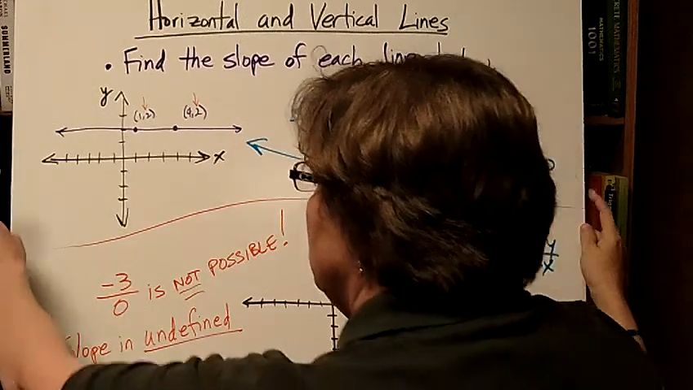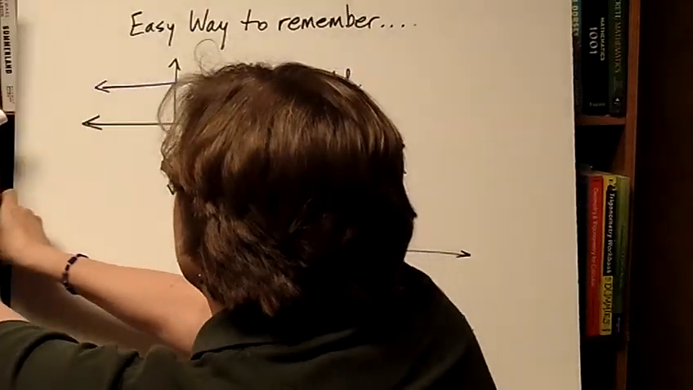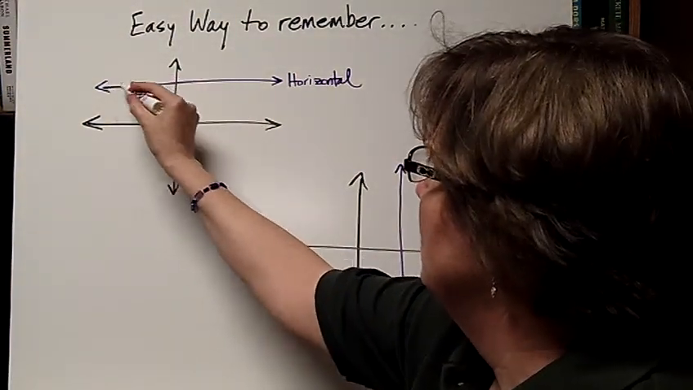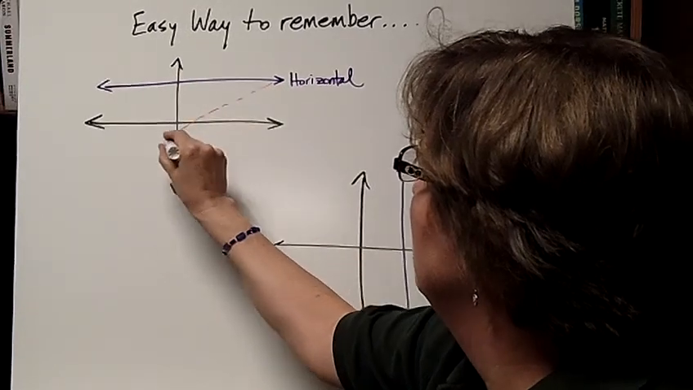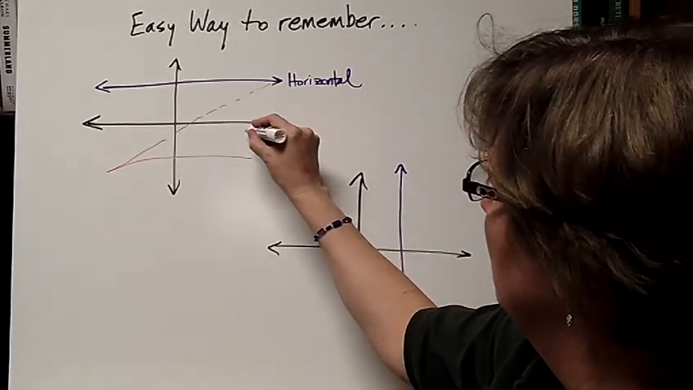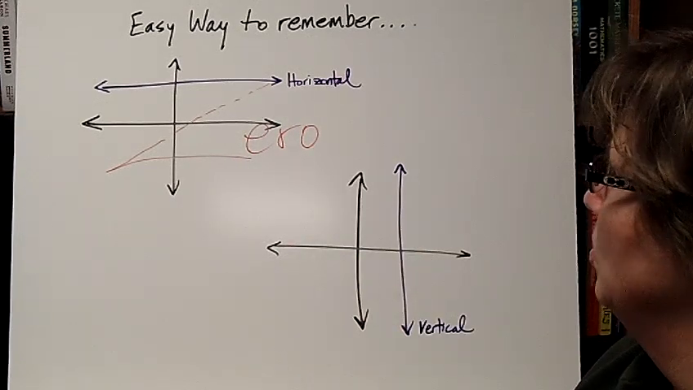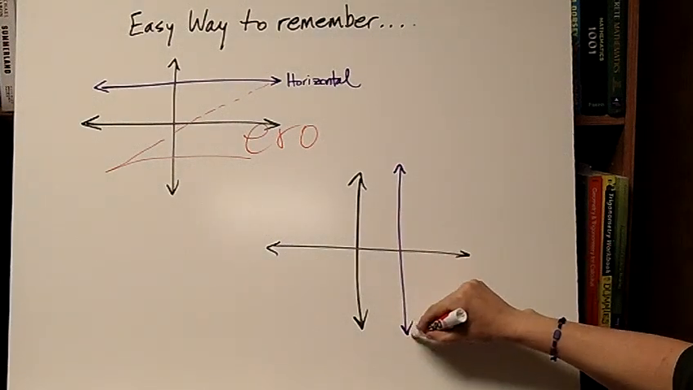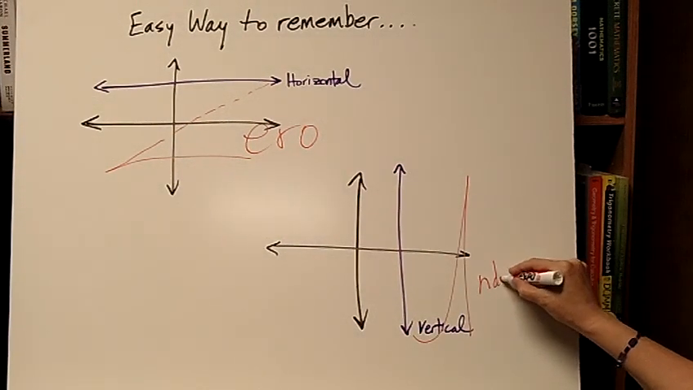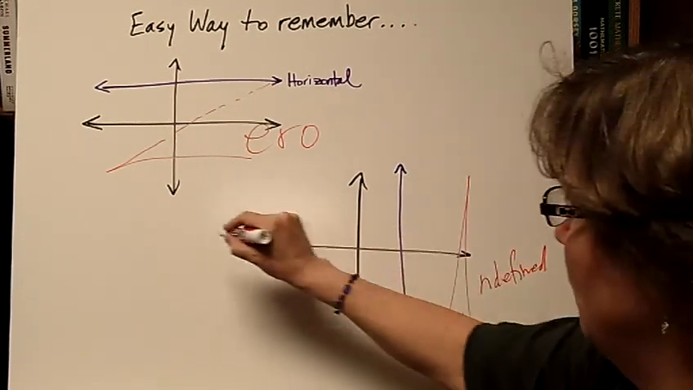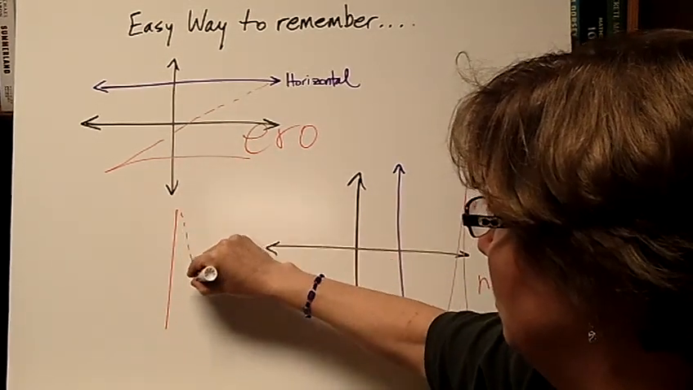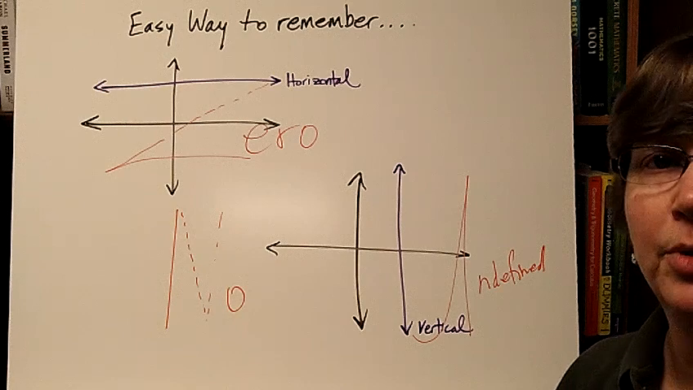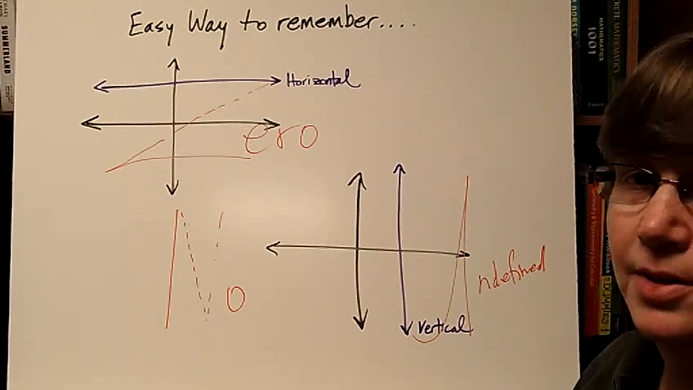An easy way to remember these, I'll show you in our final chart. When you have a horizontal line, it is easily seen as the top of a letter Z. So you can think of that as 0 slope. The vertical is easy to make either into a U for undefined, or a vertical line. It's easy to make into the letter N for no slope. Just an extra little tidbit for you as you're trying to learn rate of change and slope.